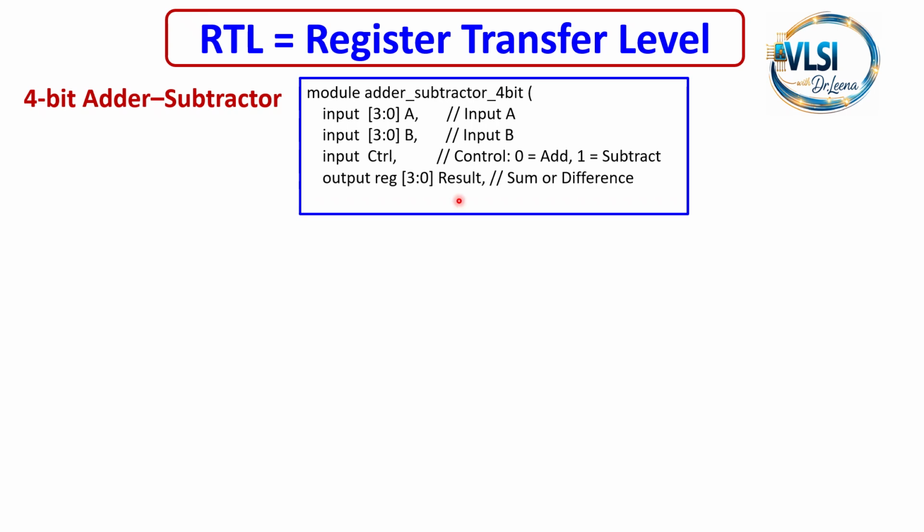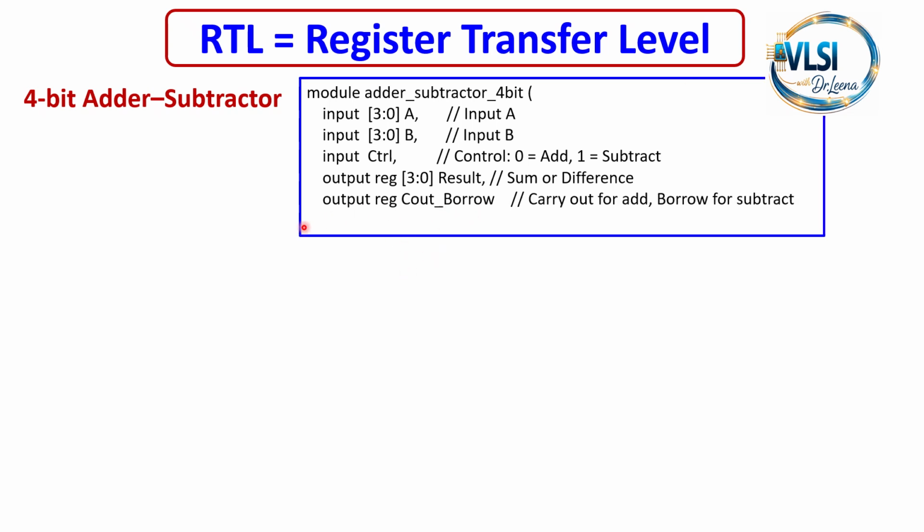Next, we are giving the output. Output means data leaving the module, and it's 0 to 3, 4 bits. The result stores the final output, sum and difference. Here reg is used because the value is assigned inside an always block.